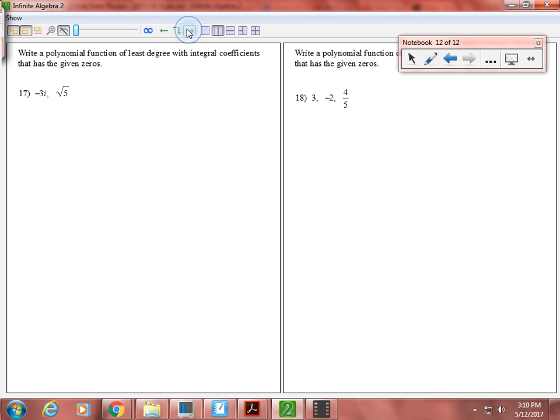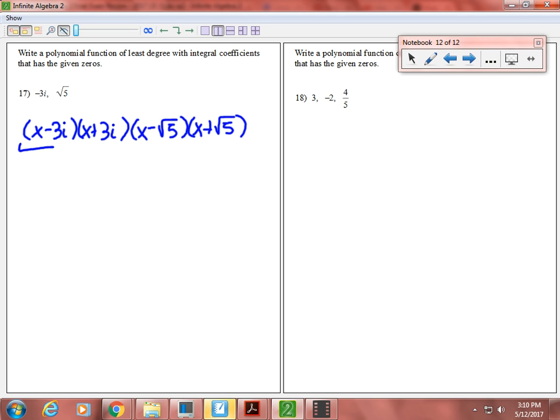Okay, next two. These ones, you have to actually make equations for these. So you have to use their conjugates. Okay, so I'm going to have x minus 3i and x plus 3i, x minus root 5, and x plus root 5. Okay, so I'm multiplying those together. I'm going to start with these two because I know the conjugates are going to cancel out the part that's in the middle and make life a little easier.